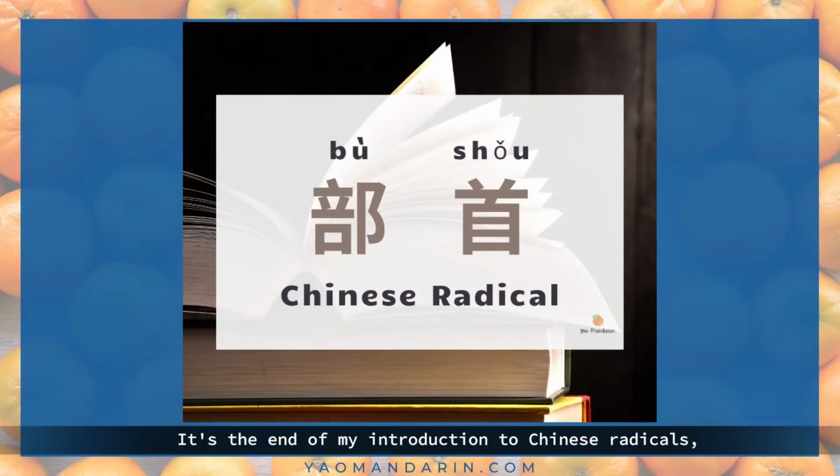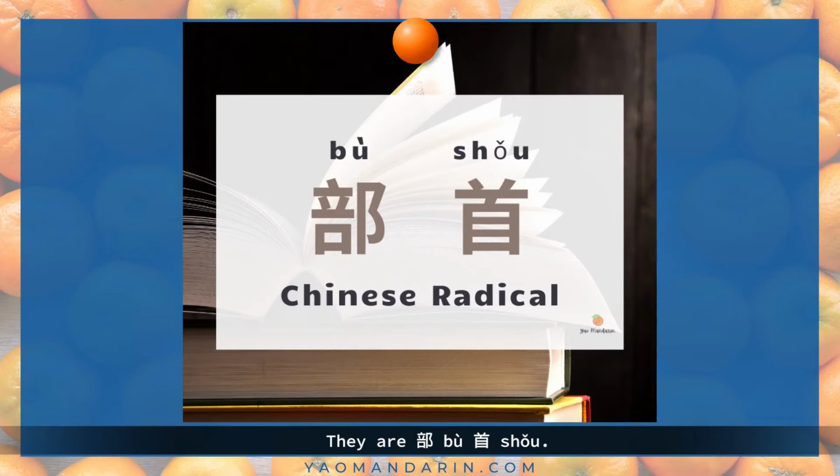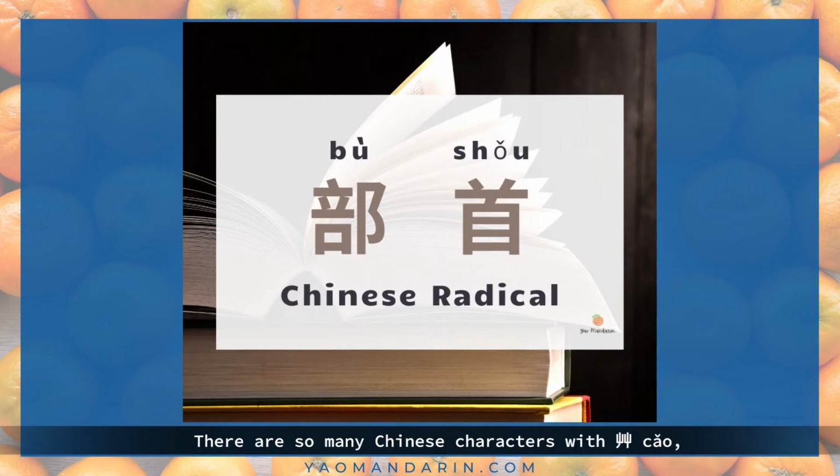It's the end of my introduction to Chinese radicals. Let's check them again. They are 部, 首. I'll start my Chinese radical series with the most popular radical, 140, 艸, grass. There are so many Chinese characters with 艸, and I'll select some with detailed explanations.